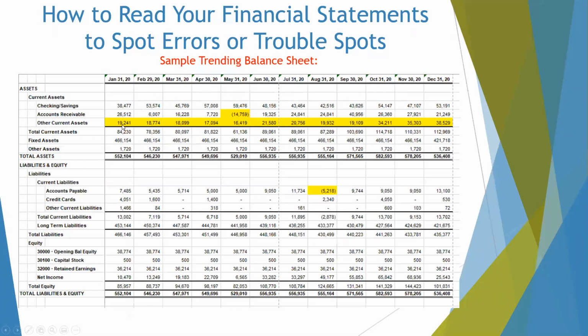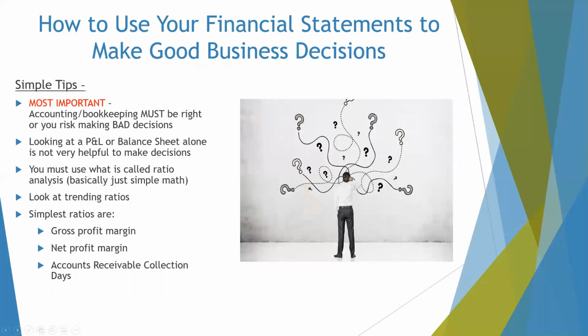Other current assets went up from $19,000 to $38,000 at the end of the year. So we might want to dig into that and just see what that increase was. Who knows what it is, but it could be a problem in the business. And then accounts payable, we've got negative $5,218. Again, this shouldn't be negative because it's money that you owe to your vendors. So you want to look into this and find out what's going on. Okay, so that's how you want to look at them. You want to look at them on a trending basis, collapse them, and look for those problem areas.